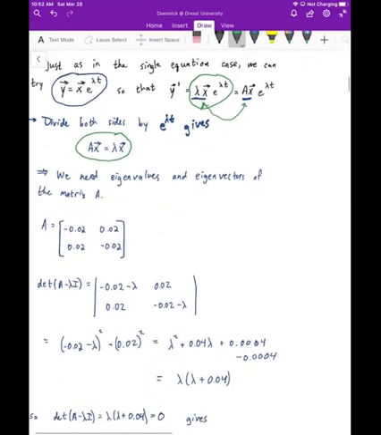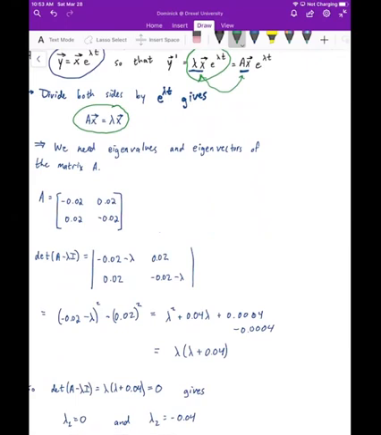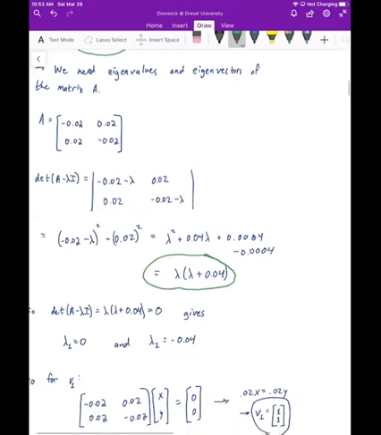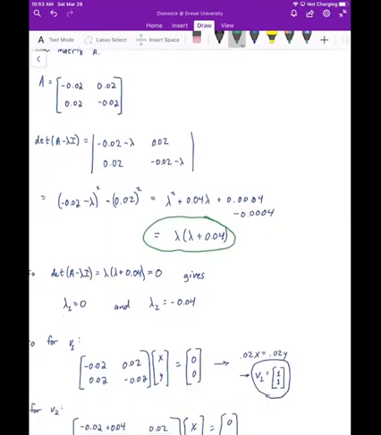Right, so if we do that, what we need to do is find the determinant of our coefficient matrix minus lambdas on the diagonal. So if we find that determinant, you'll eventually get that you can factor this as lambda times lambda plus 0.04, which of course is going to give you 2 eigenvalues, one of course being 0, and the other one being negative 0.04. Okay, so that's the eigenvalue step in that process.